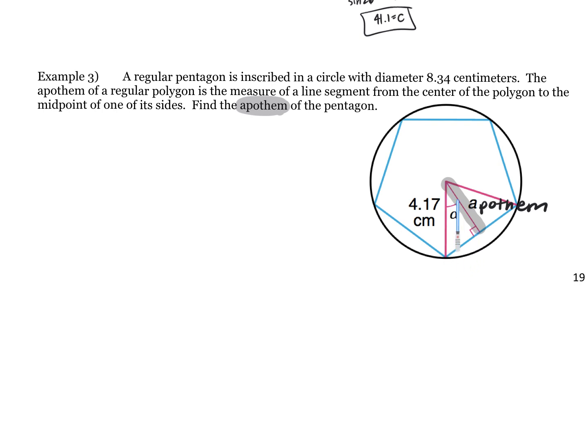Could I find this cute little alpha angle? Yes, you can. I can, and here's why. Because they said this shape has 5 equal sides. That means that these angles will all be equal as well. So let's visualize this.